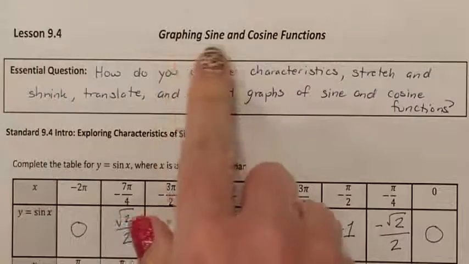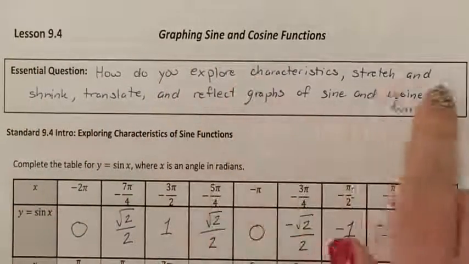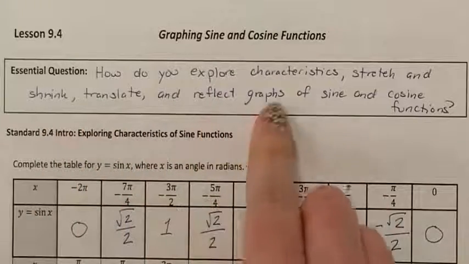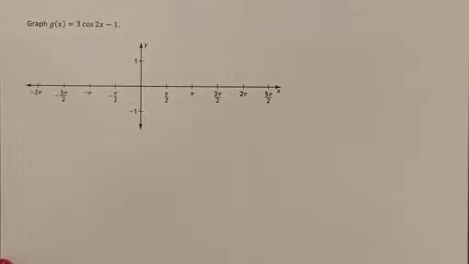Lesson 9.4, Graphing Sine and Cosine Functions. Our essential question: how do you explore characteristics, stretch and shrink, translate and reflect graphs of sine and cosine functions? There are 2 problems left on the next page for independent practice. Let's go ahead and take a closer look at those.